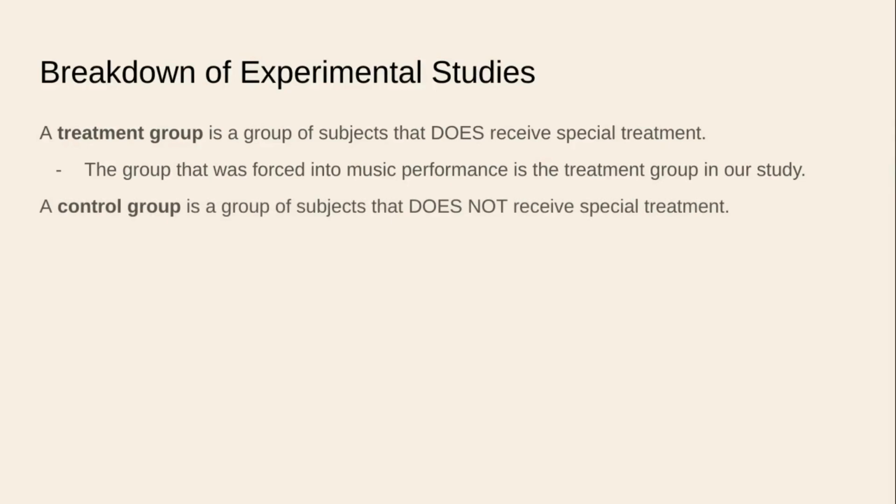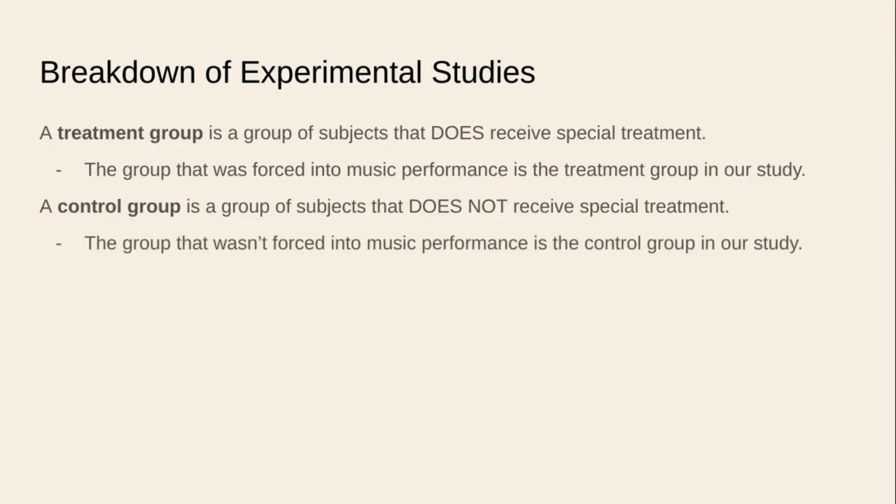On the contrary, a control group is a group of subjects that does not receive special treatment. Oftentimes there's only one control group. Sometimes there are two. There's a control group that has no special treatment, and there is a control group that has a fake special treatment that we call a placebo. It's not an actual treatment, it just looks like one. The group that wasn't forced into music performance is the control group in our study. It's the absence of that special treatment of music performance.